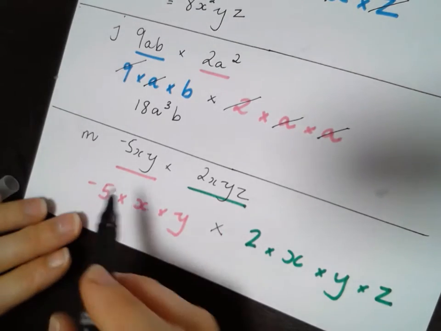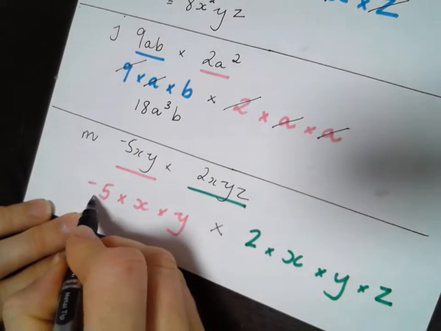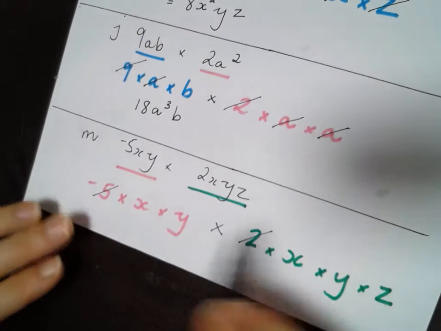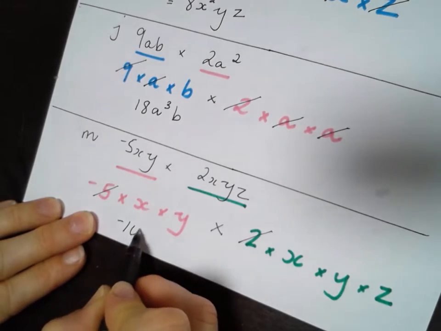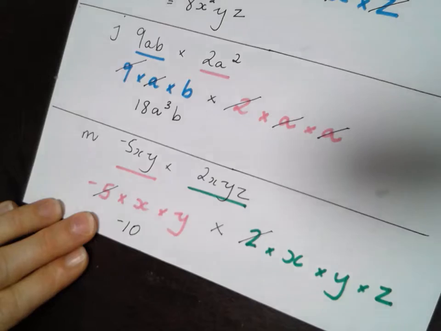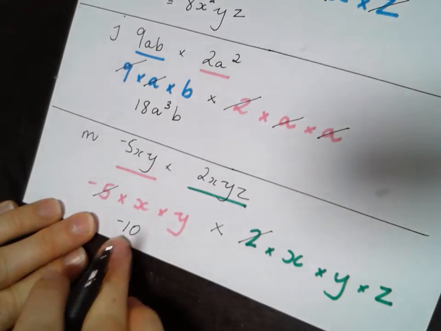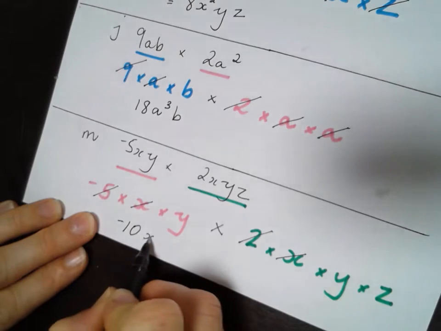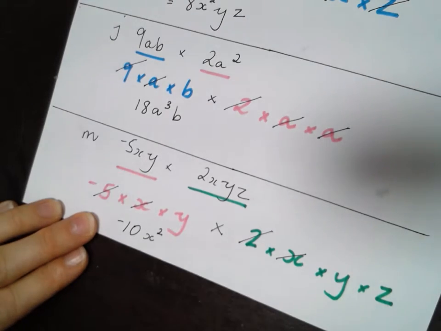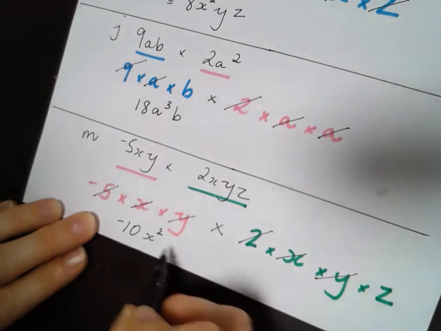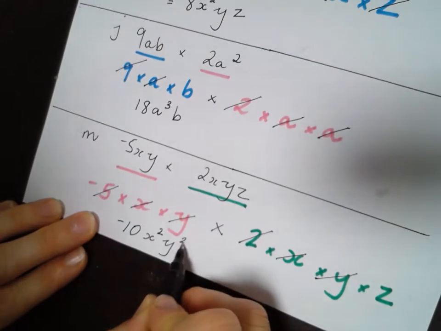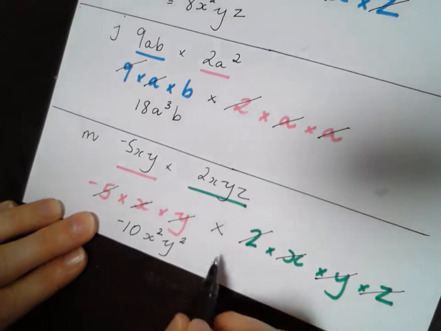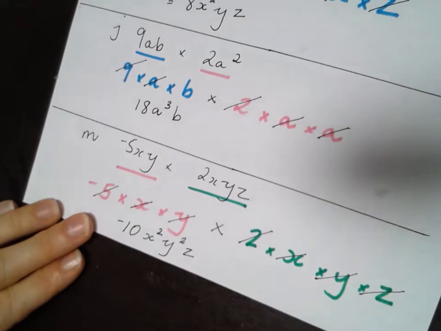Okay, so our constants are negative 5 and 2. So if we remember that 2 different signs gives us a negative answer, negative 5 multiplied by 2 gives us negative 10. Okay, we've got 2 x's, and in alphabetical order that would come first, so it's x squared. We've got 2 y's, so it's y squared, and our z is singular.